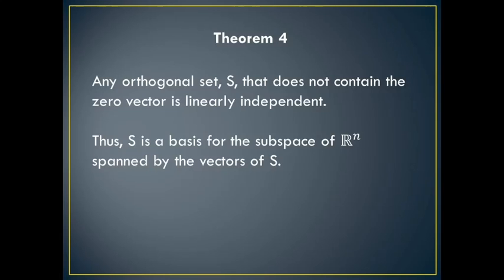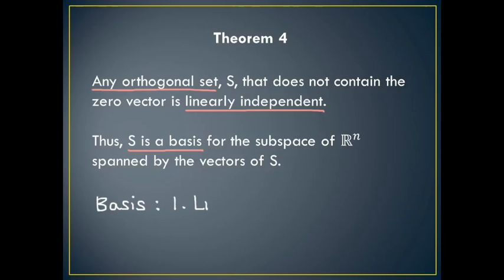Now I'm going to give you a couple theorems from the book, Theorem 4 and Theorem 5. Theorem 4 states that any orthogonal set S that does not contain the 0 vector is linearly independent. So because of this, S, if it's an orthogonal set, is a basis for the subspace of Rn spanned by the vectors of S. Let's do a quick recall of basis.